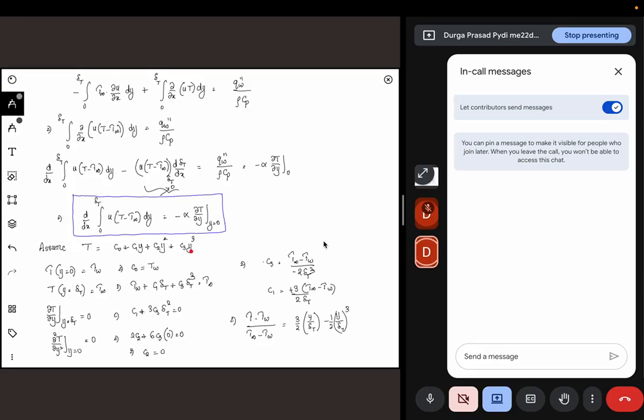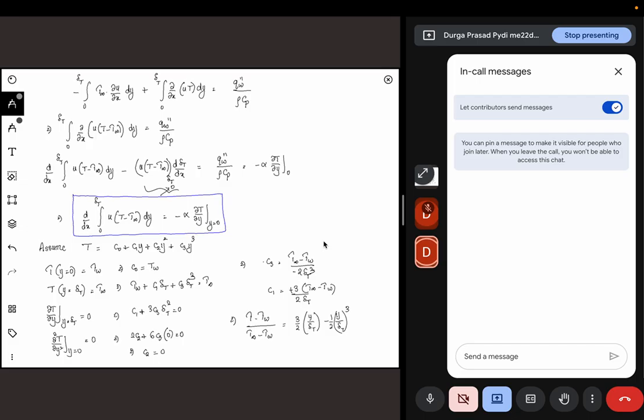We'll assume a cubic profile. The boundary conditions are also similar. At y equal to 0, it will be the wall temperature. At y equal to delta t, it will be the free stream temperature. The derivative del T by del y should be 0 at y equal to delta t, and at y equal to 0, del squared T by del y squared should be 0. This is again from the governing equation. We can obtain this result.